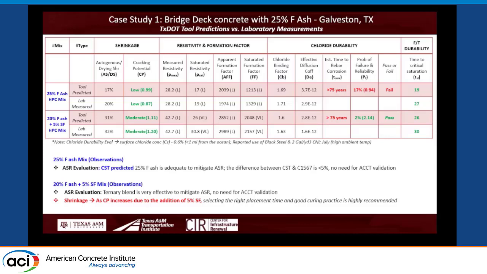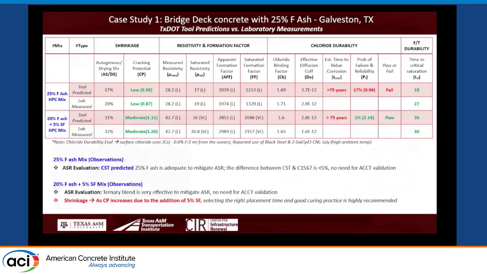You need to go here. The probability of the SHARP model, probability of failure, is saying 17%, and the value is 0.94. The value is supposed to be 1.3. 1.3 is a standard value recommended by SHARP. It is low. Probability of failure is high. Red flag, it failed. As far as the chloride performance is concerned, it failed. The tool is telling it failed.